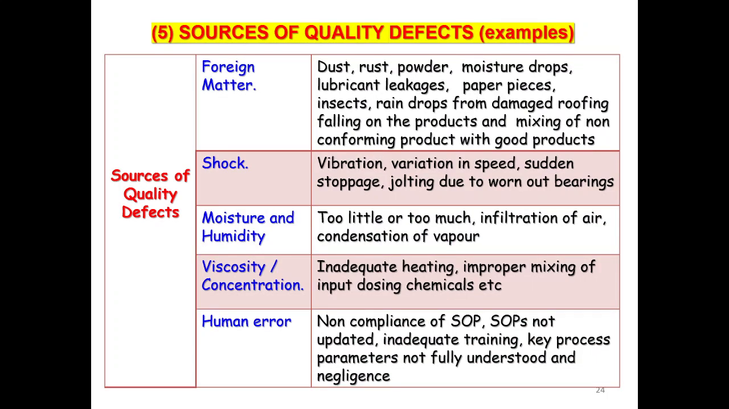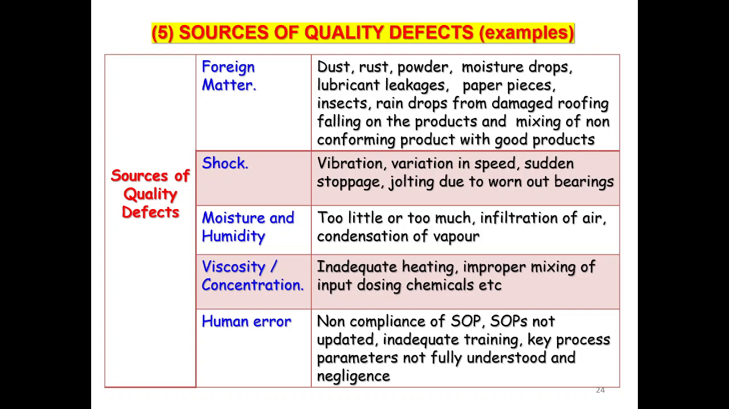Let's see what are the sources that lead to quality defect. Any foreign matter like dust, rust, chemical powder, moisture drops, lubricant drops, insects, rain drops falling from leaky roofing or ceiling onto the end product, and also mixing of non-conforming product with good products will lead to quality defects.